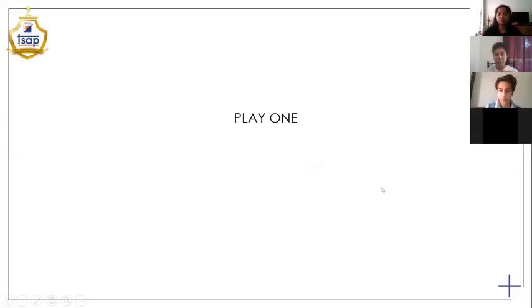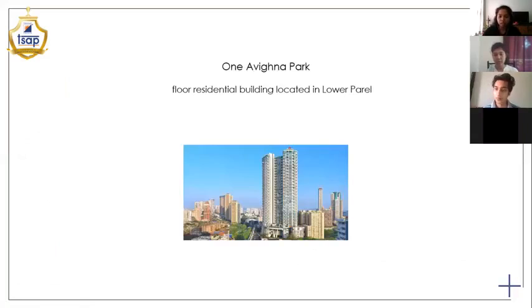I'll start the presentation by first presenting the first project, which is Play One. The project is actually called One Avigna Park, a residential building located in Lower Parel. It's a premium location, a high-end building of about 61 floors, so it towers over the whole of Lower Parel. You can see the photo. It's a luxury apartment building with only 3, 4, and 5 BHK apartments.